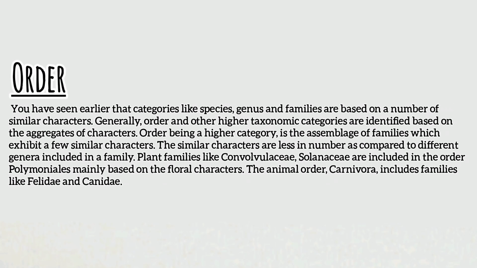Order. You have seen earlier that categories like species, genus and families are based on a number of similar characters. Generally, order and other higher taxonomic categories are identified based on the aggregates of characters. Order, being a higher category, is the assemblage of families which exhibit a few similar characters. The similar characters are less in number as compared to different genera included in a family. Plant families like Convolvulaceae, Solanaceae are included in the order Polemoniales mainly based on the floral characters. The animal order, Carnivora, includes families like Felidae and Canidae.